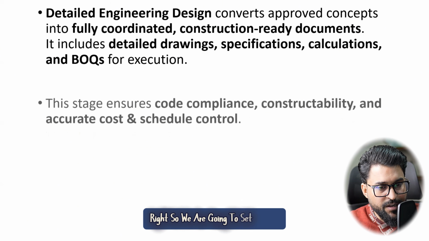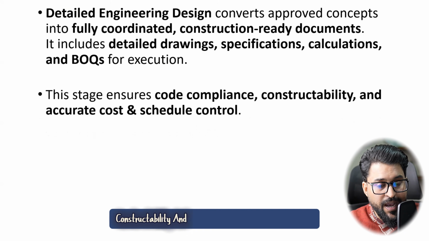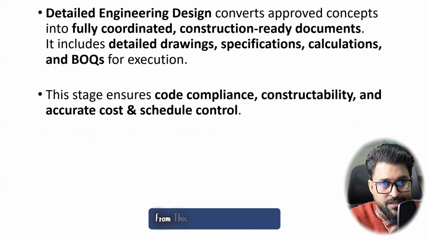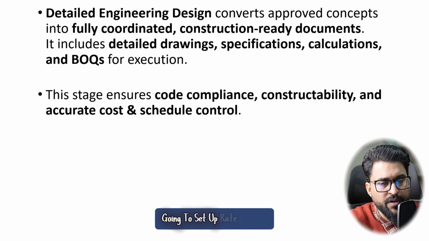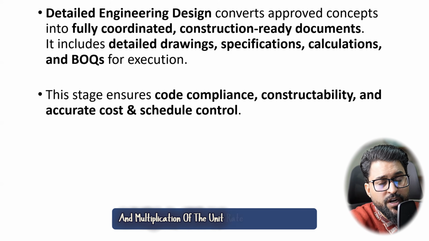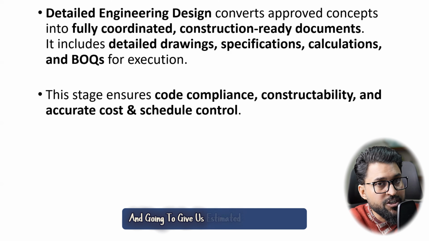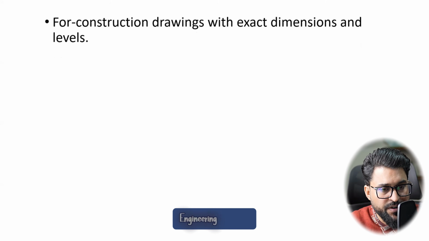So we are going to set up BOQs, bills of quantities. This stage ensures code compliance, constructability, and accurate cost and schedule control. So this is detailed engineering design. From this detailed engineering design, quantity surveyors are going to take off the quantities, set up rate analysis, set up unit rates, and the unit rate of any single work is going to be multiplied with the quantity and give us the estimated cost. So all these things will be done in the detailed engineering drawings.